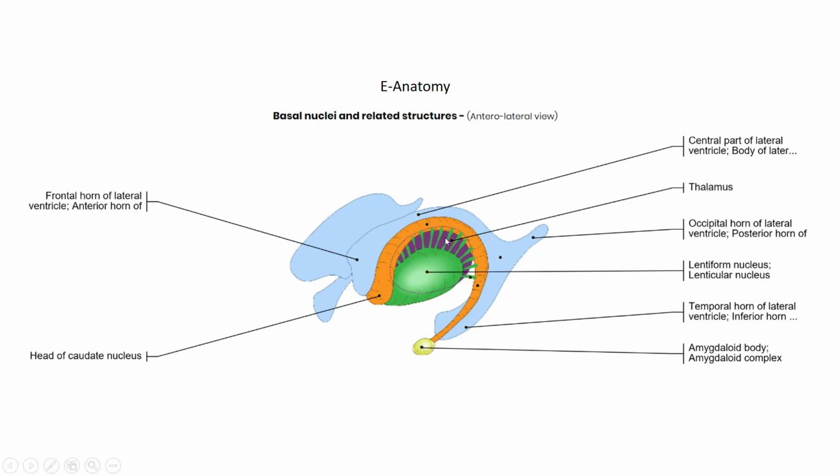And then deep to that is the thalamus, which is in purple here, and then deep to the thalamus would be the third ventricle. And this is just a nice illustration to show you how everything is placed within that ventricular system.